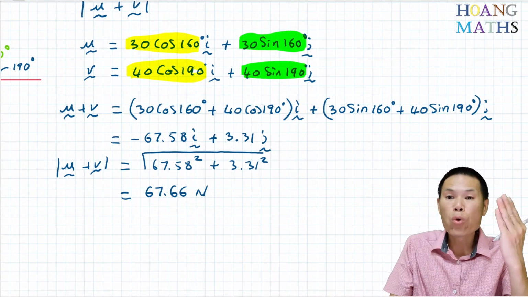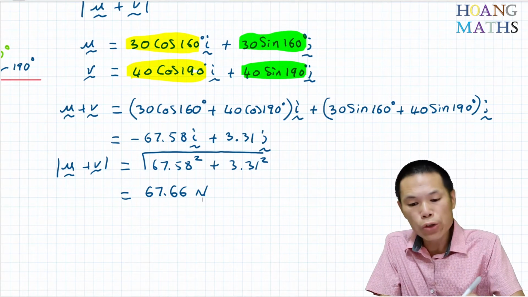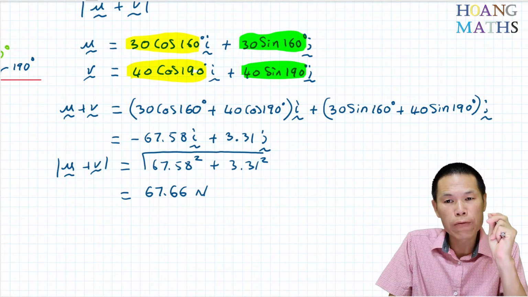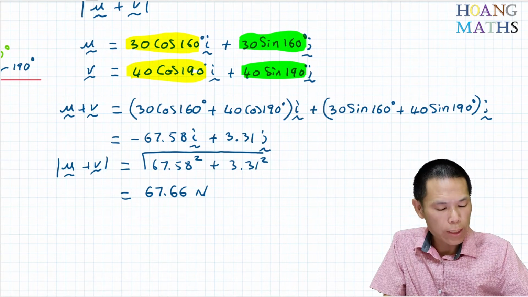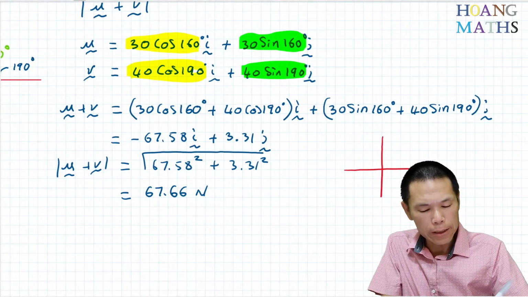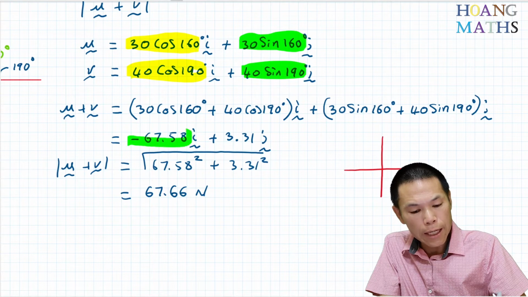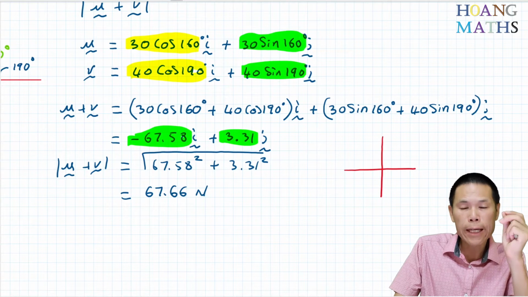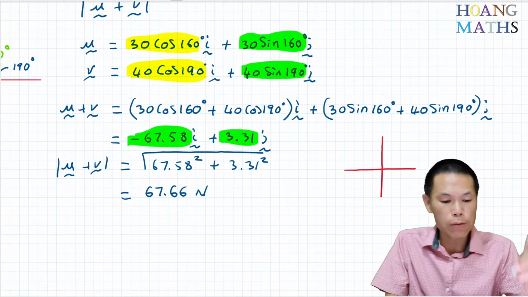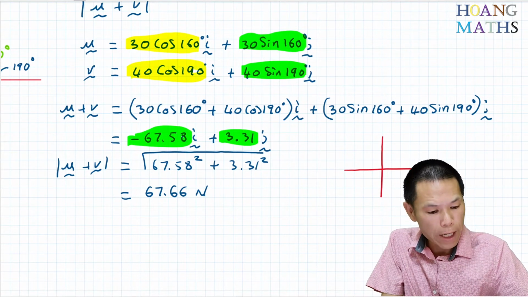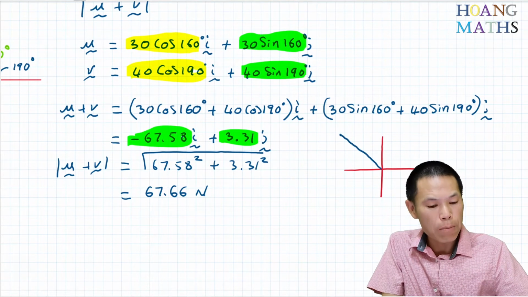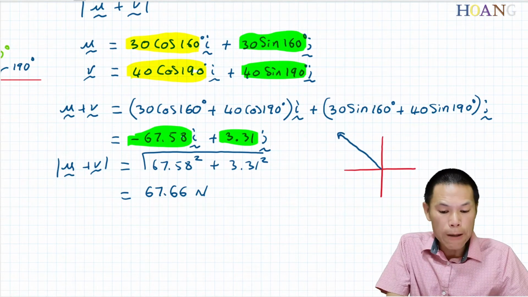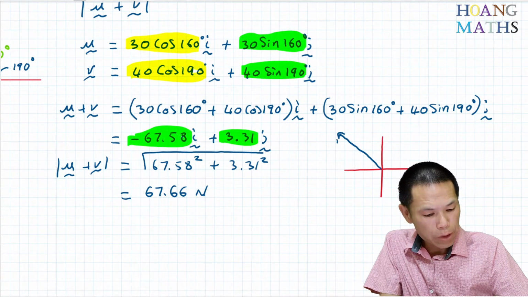Newton. Now to work out the direction, of course, we need to know which quadrant the resultant vector is in. So let me just draw a diagram to represent where the vector u plus v is. We know that this is a negative i component and a positive j component, so it should be in the second quadrant. Okay, keep that in mind. So this is the resultant vector. Let me just write this down.